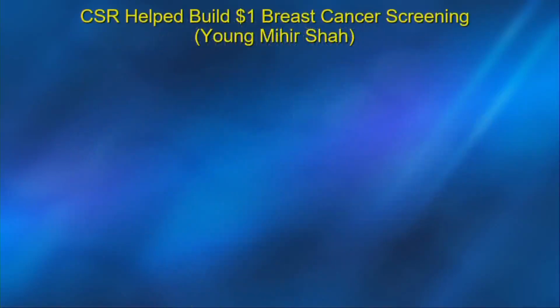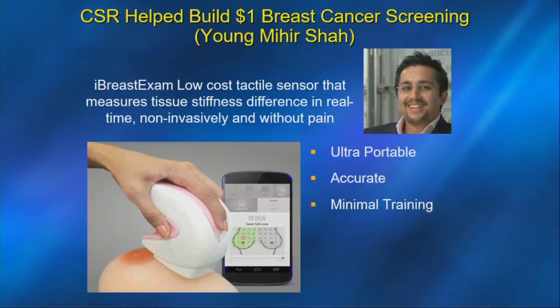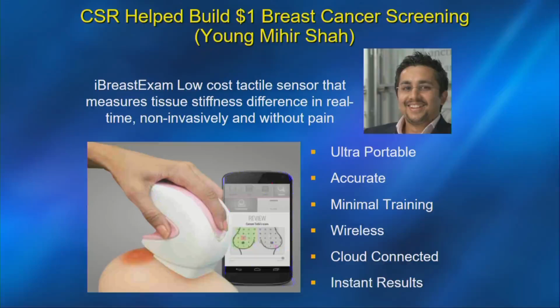$1? You can't believe it, but this is where it is. It is called iBreast. It actually is a low-cost tactile sensor that measures tissue stiffness non-invasively, so that you don't have to go through the pain of mammography. It is ultra-portable, accurate, minimal training, wireless, and cloud-connected, and instant results.